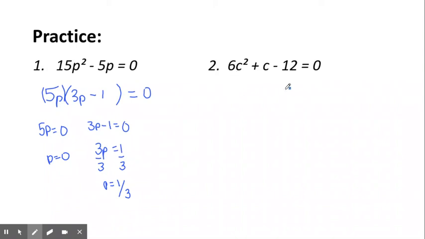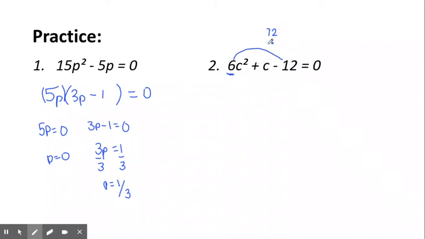I think this one here is the trickiest one to factor. It is a quadratic expression that has a coefficient. What does that coefficient mean we need to do? It means we need to multiply our 6 times 12, which gives us 72, and then find a pair of numbers that multiply to 72 that can combine to this middle term here.